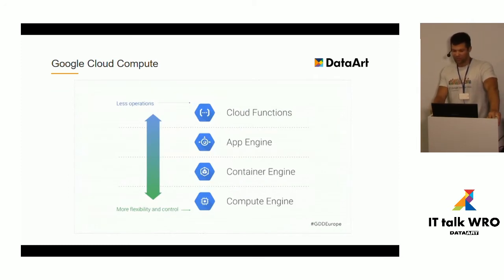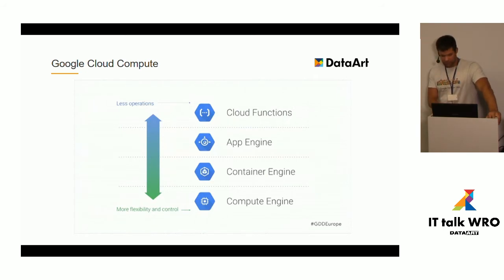Let's concentrate on Google Cloud Compute. As I mentioned, it's a place where you can run your software. At the top, there are almost no operation efforts, as you see. Basically that means that you are deploying just your code and almost no operation is involved. And at the bottom, you have more flexibility.